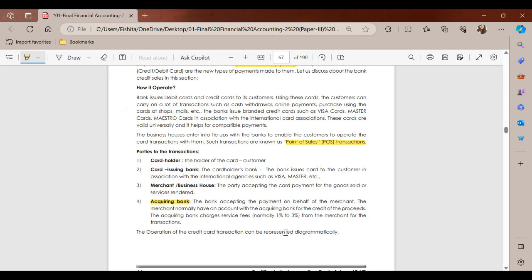The merchant normally has an account with the acquiring bank for the credit of the proceeds. The acquiring bank usually charges fees, normally 1% to 3%, from the merchant for these transactions. If you go to a wholesale market, the wholesaler will tell you that we do not use the credit card because they deduct 1% or 3% depending upon the transactions.